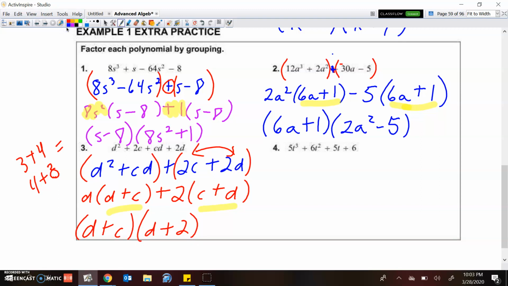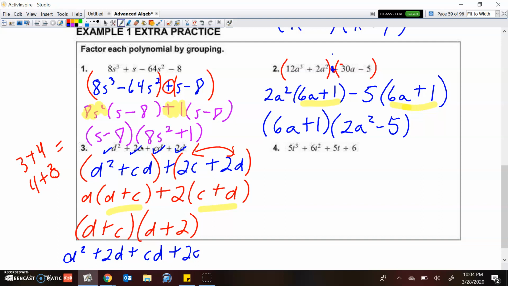So let's just check. First is going to give me d squared. Outer is going to give me 2d. Inner is going to give me cd. And last is going to give me 2c. Now, when I look at the original problem, is it in the same order? There's a d squared, 2d's at the end, cd's right here, and 2c's right here. That's fine, because you can add things in different orders. Commutative property.